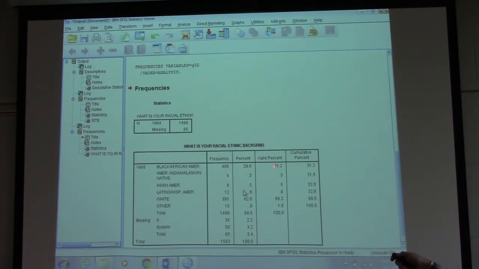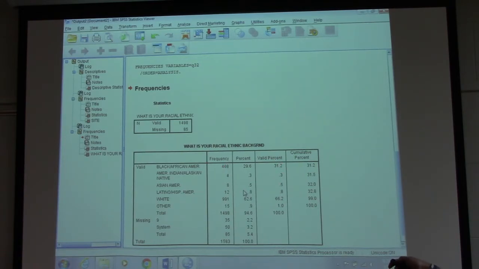So valid percent is based solely on the number of teachers that responded to each race divided by that total number that answered that question. So 468 divided by 1,498 gives you 31.2%. So if I said what percentage of teachers who identified their race are African American, you would say 31.2%.